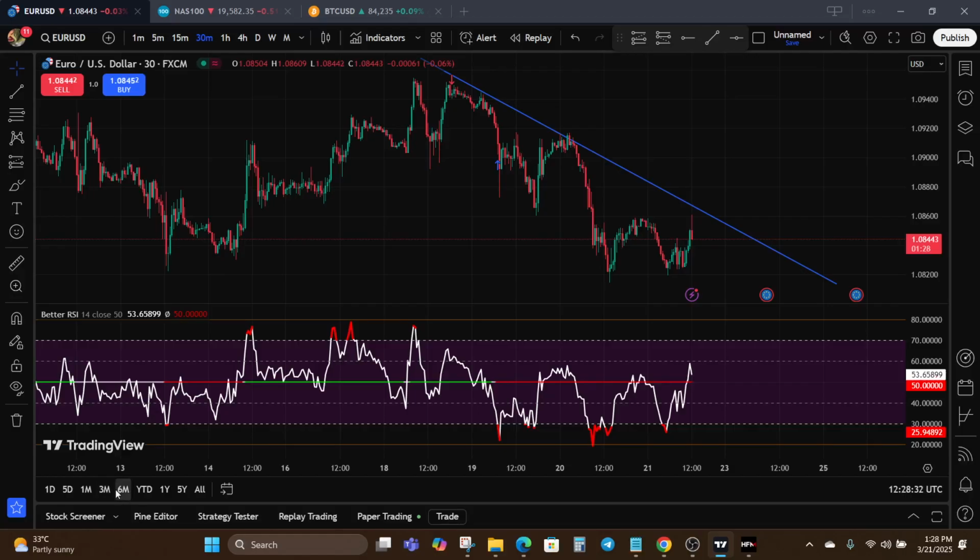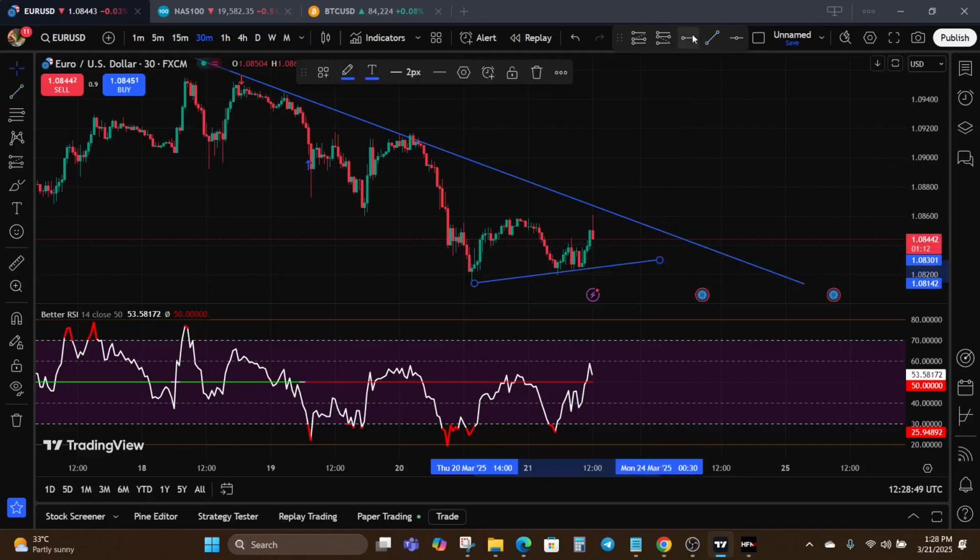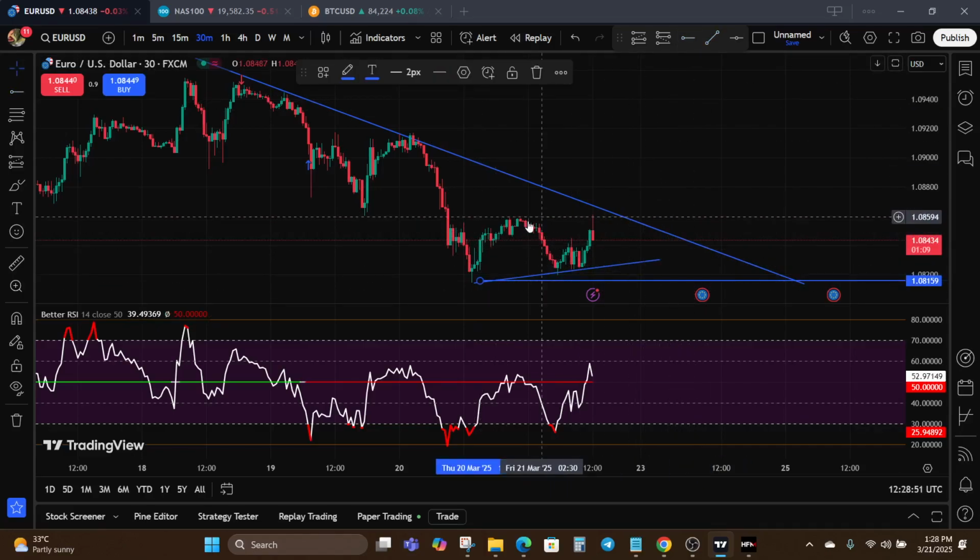Okay, so how do you use this indicator to trade effectively? Basically, for your bullish setup, just wait for the Better RSI to exit the oversold zone, that is, to rise above the 30 level. Then confirm with price action or other indicators. You can actually use other indicators to confirm your signals in addition to price action and, of course, your support and resistance zones.